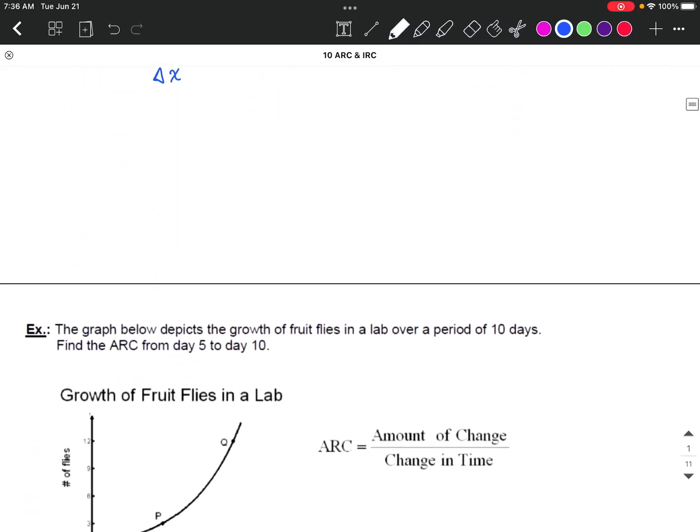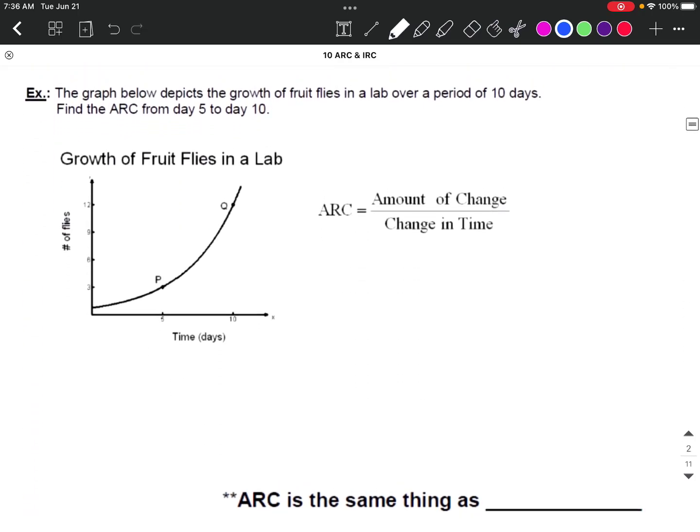Let's take a look. So here we have a graph that depicts the growth of fruit flies in a lab over a period of 10 days. And we're going to find the average rate of change from day 5 to day 10. So remember, average rate of change is the amount of change over the change in time. So it's the change in the y values over the change in the x values. It's just slope. So our average rate of change is going to be the function value at 10 minus the function value at 5. Since we're going from 5 to 10, it's the function value at 10 minus the function value at 5 over 10 minus 5.